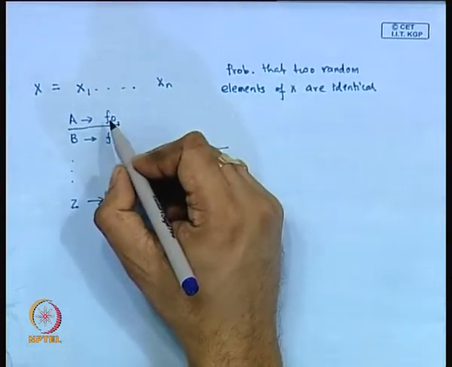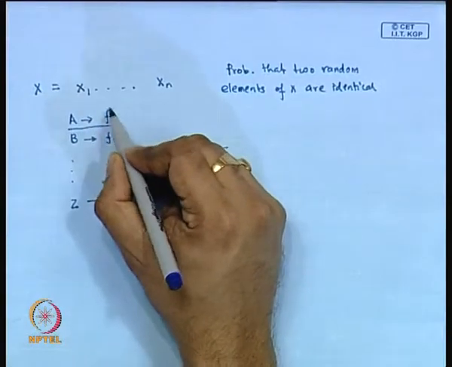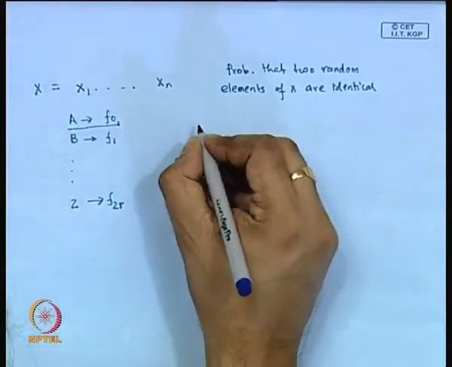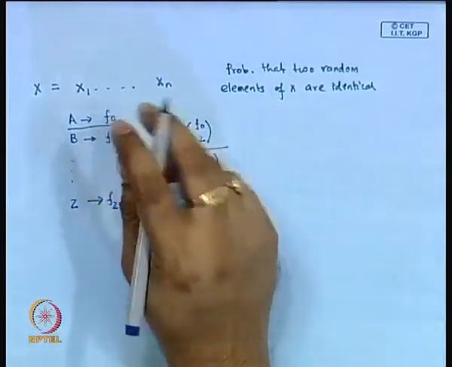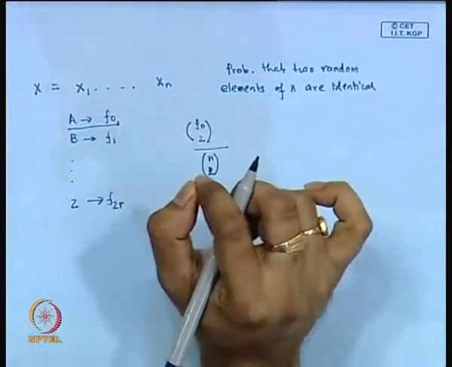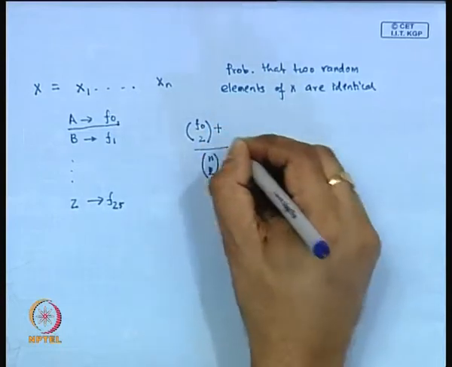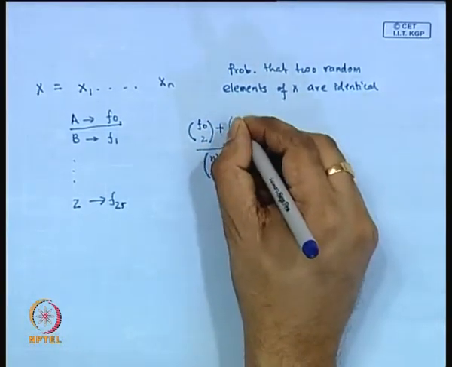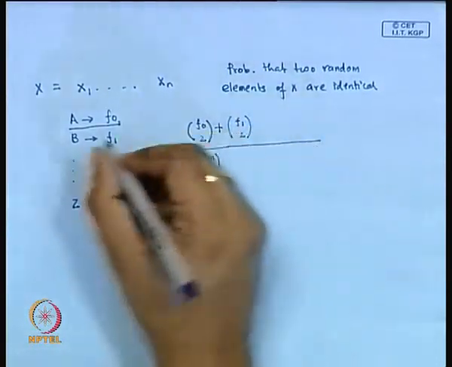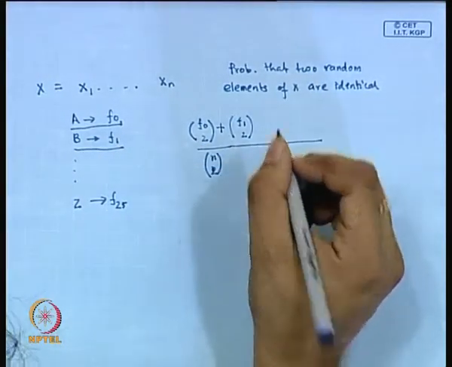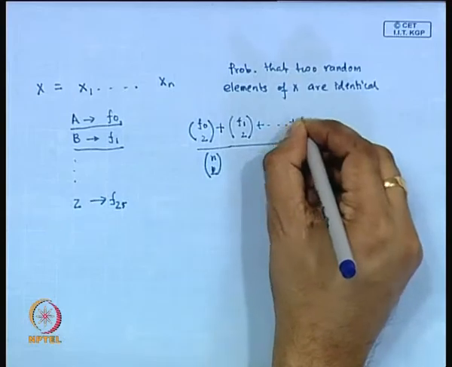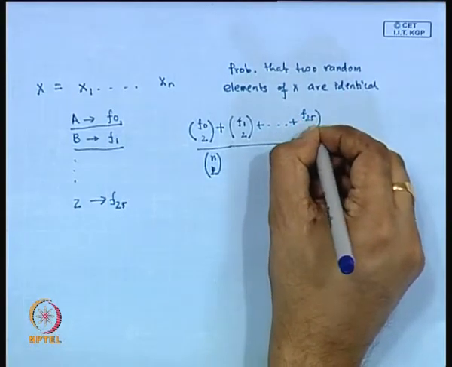So therefore, if you have to choose two letters from here, both of them being A, it is actually f0 choose 2, because you have to choose these two letters from these f0 A's, right. The second thing, you can choose them by f1 choose 2, because that gives you the number of ways in which you can choose B, okay. So you can continue like this, and the final thing will be f25 choose 2.